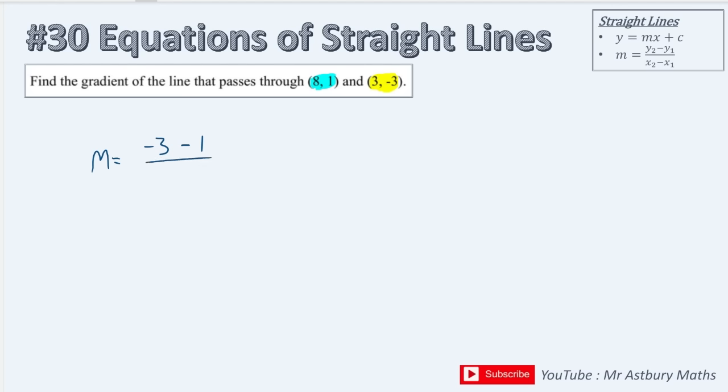All over x2, which is the x value of the yellows, which is 3. And minus x1, which is the x value of the blue. This gives me minus 4 on top. And we have minus 5 on the bottom. So this is 4 over 5.